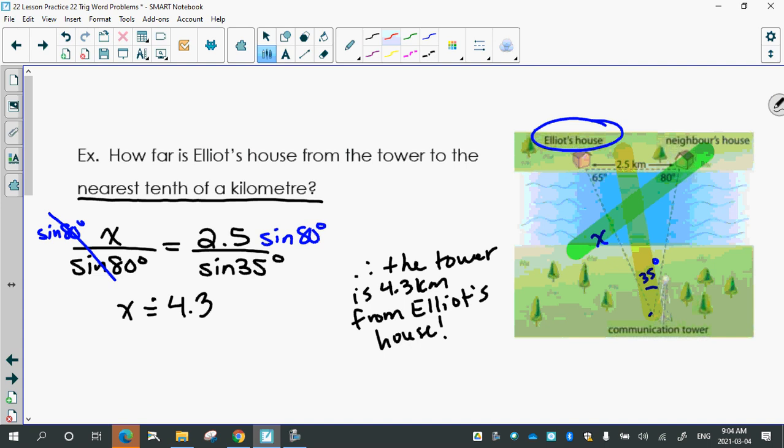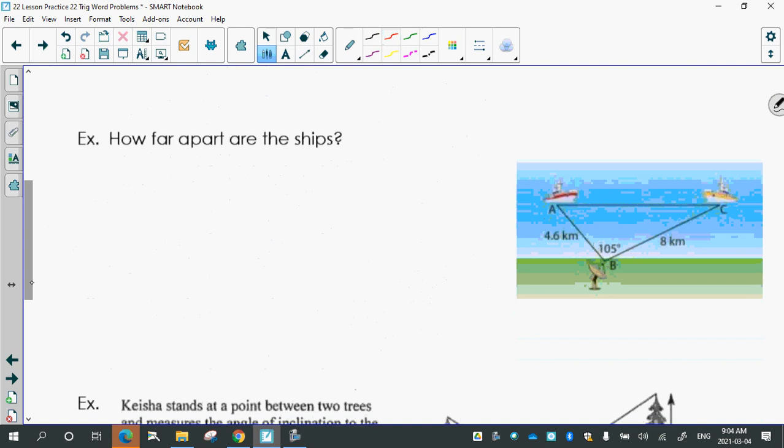Okay, the next one. How far apart are the ships?